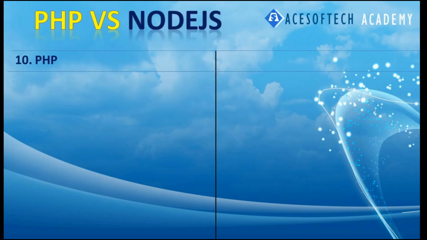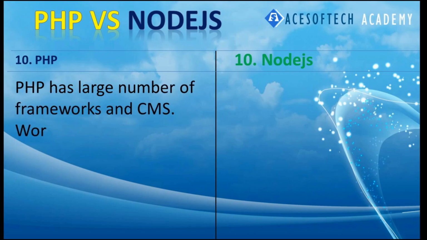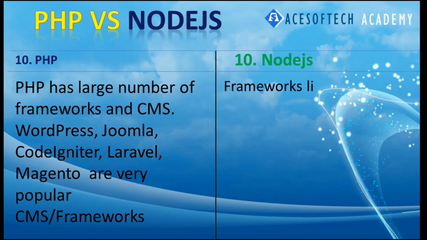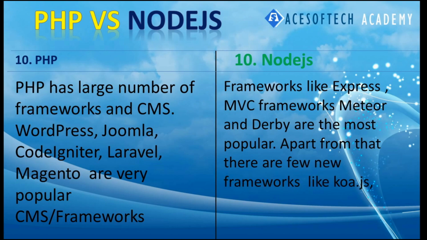And finally, let's see difference number 10. PHP, as I mentioned before, is a very old and stable programming language. So PHP has a large number of CMSs as well as frameworks. On the other hand, Node.js also has frameworks, but as compared to PHP, it has fewer. So let's see with this example.